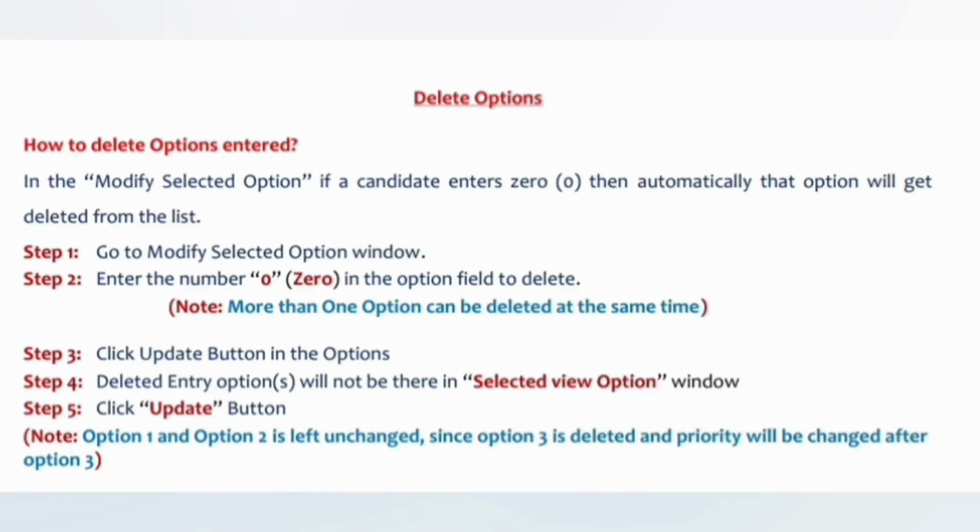Again, you go to the step which says delete options, then select and open the window, and whatever option you want to delete, in front of that option you put 0. So 0 means delete. You are not giving it any priority number. That is the way you delete the options. You have to put 0 in front of all the options which you want to delete, right?